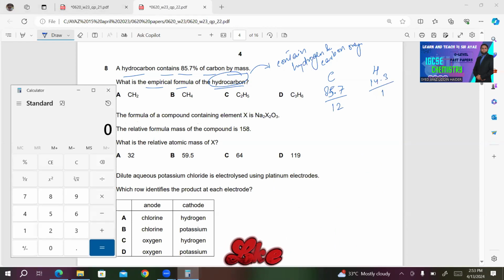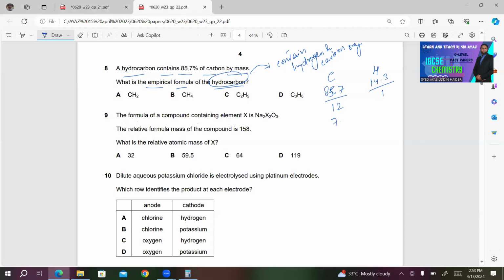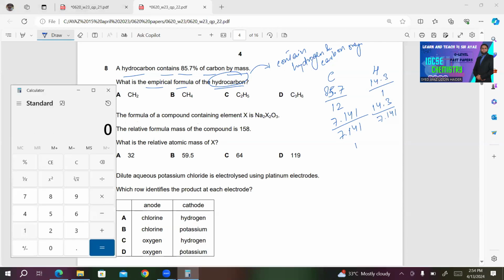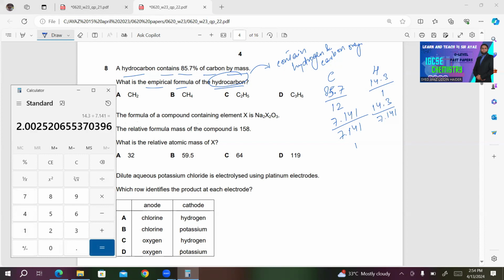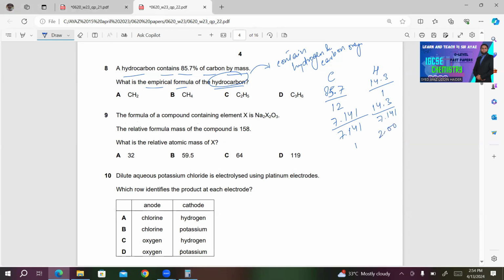For carbon, we will get 85.7 divided by 12, 7.141. Hydrogen, it's 14.3. So the lowest value in this is 7.141. Both of these will be divided by 7.141. For carbon, we'll get 1 mole of carbon. What about hydrogen? 14.3 divided by 7.141, 2.00. So it must be CH2. So A must be the right answer for this question.